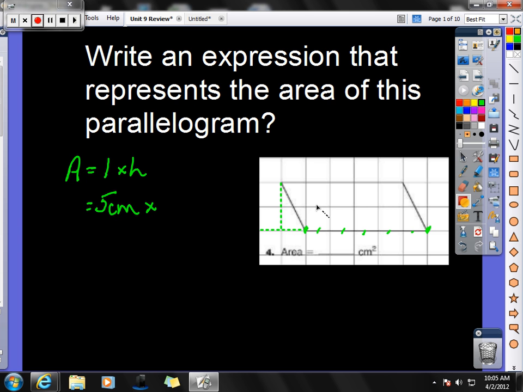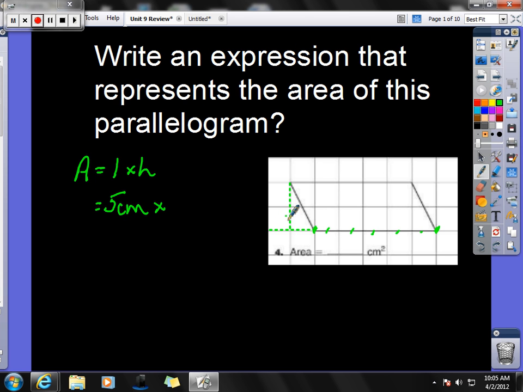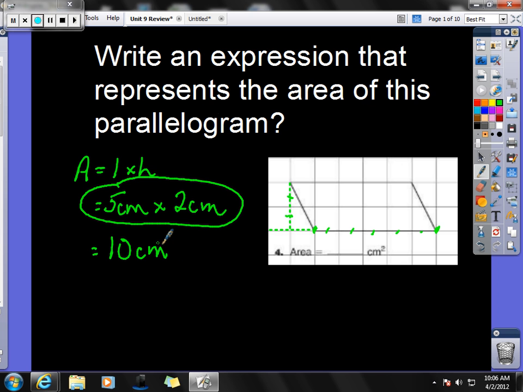Right here is my 90 degrees, and it gives me 1, 2. So I have 5 centimeters long by 2 centimeters high. Right there is the answer that they're looking for. That is the expression that would tell you what the area of that shape is. Now we can obviously do the math. 5 times 2 is 10. And remember, whenever we're dealing with the area, we are dealing with centimeters squared, square units. It's got to be squared.